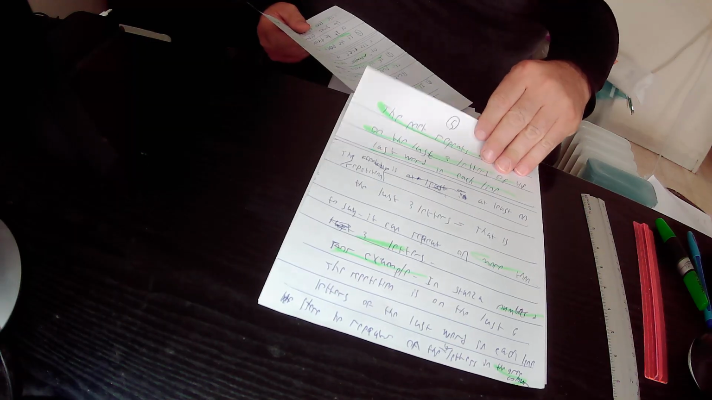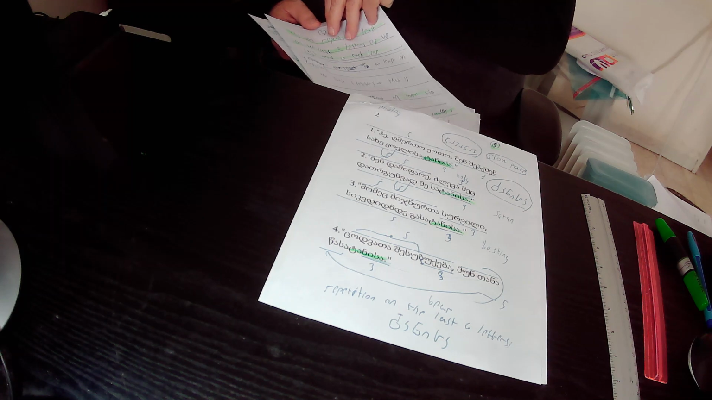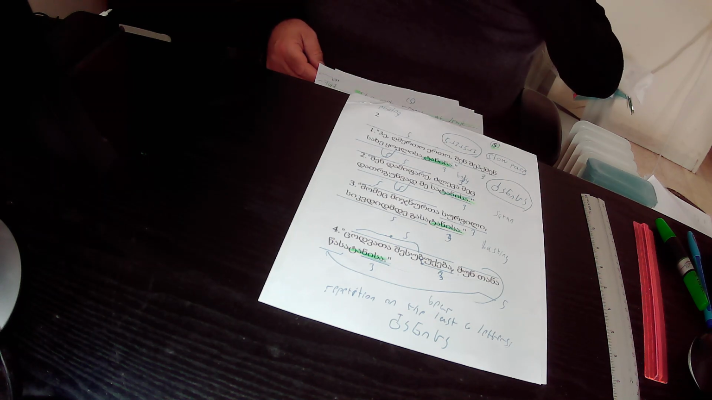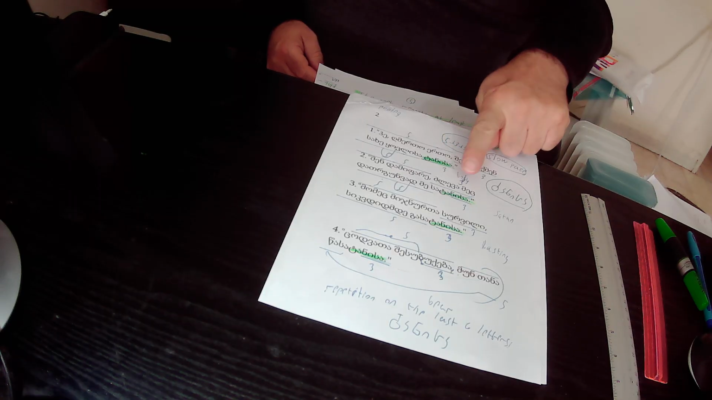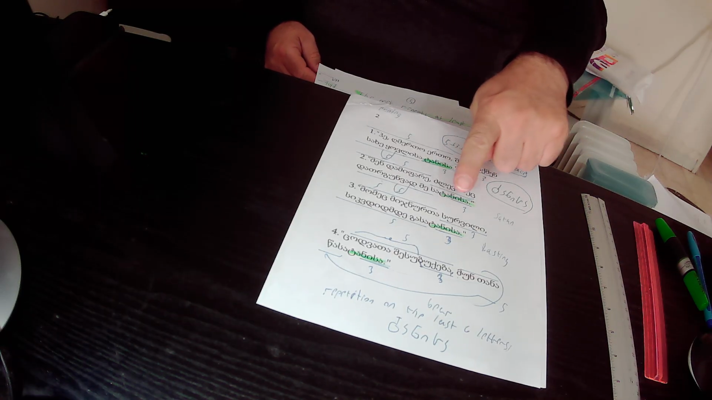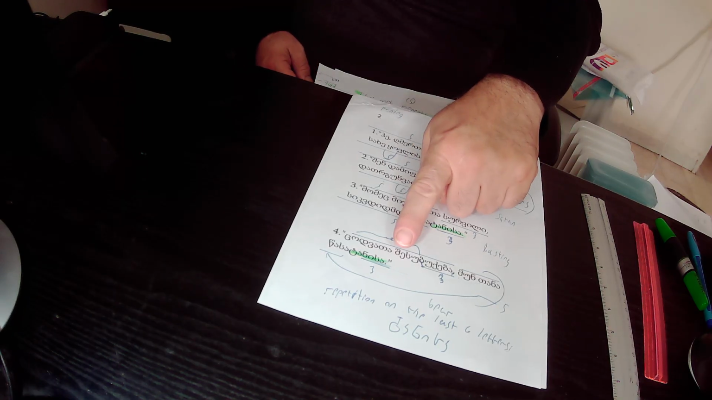In stanza number 2, the repetition is on the last 6 letters of the last word in each line. The letters are as follows: T-A-N-E-S-N-A. In the green color, the letters in the green color, that is the letters that are repeated on.